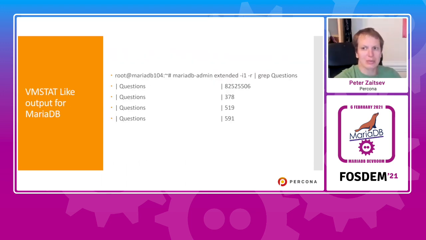If you would like to get output similar to vmstat, you can use this command, which will print out one of the variables, in this case Questions, with a 1 second increment. I found that a very helpful tool if you really need to focus on one variable and zero in on what is going on in your production.